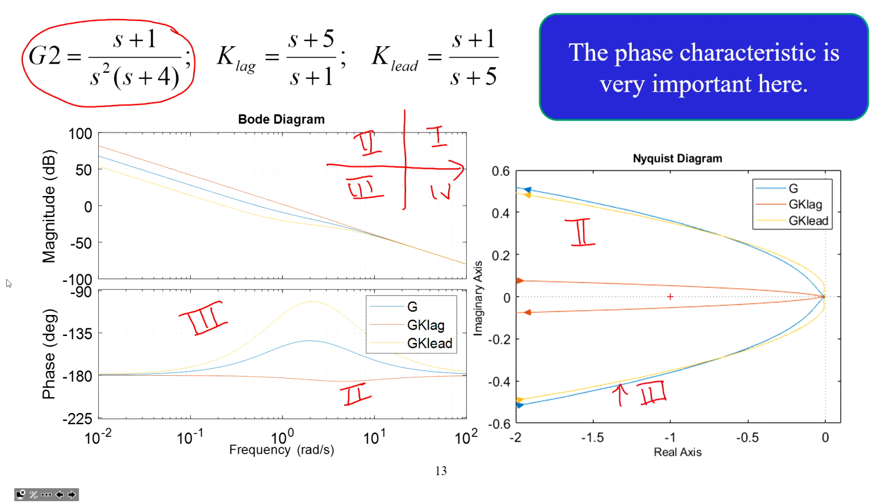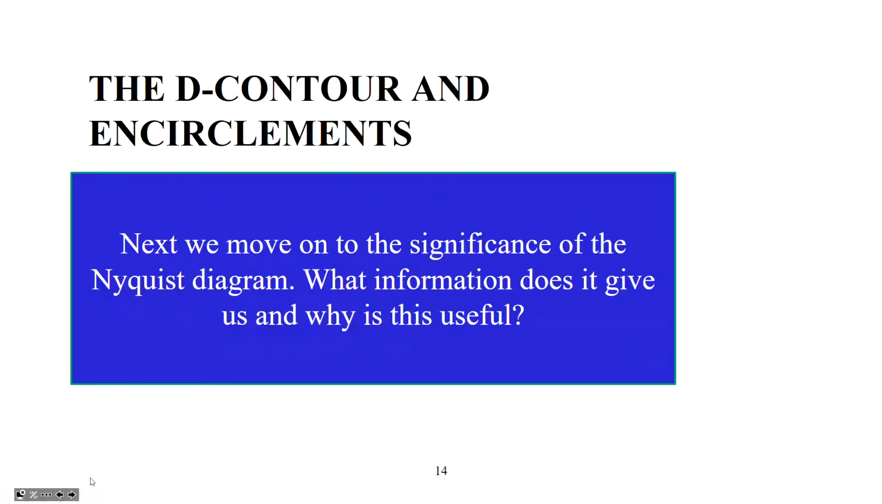Now you need to look at these arrows, they're quite important because the arrows tell you about positive frequencies. So those are the bits that you're looking at. So there's a big difference now in terms of this sketching. We need to recognize what quadrant we are in when we do the sketch, and this is information that we're going to be exploiting. Before we go on then, we need to introduce this thing called the D contour.